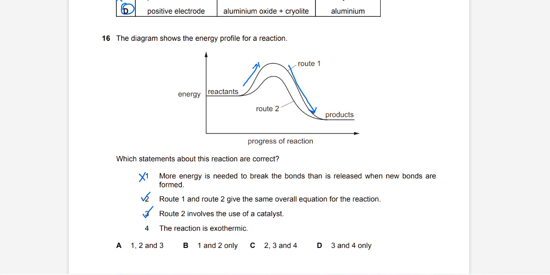The reaction is exothermic. It's okay because the reactants are at a higher energy level than the products, so definitely energy has to be released. It shows the exothermic reaction. So 2, 3 and 4. Option C is correct.